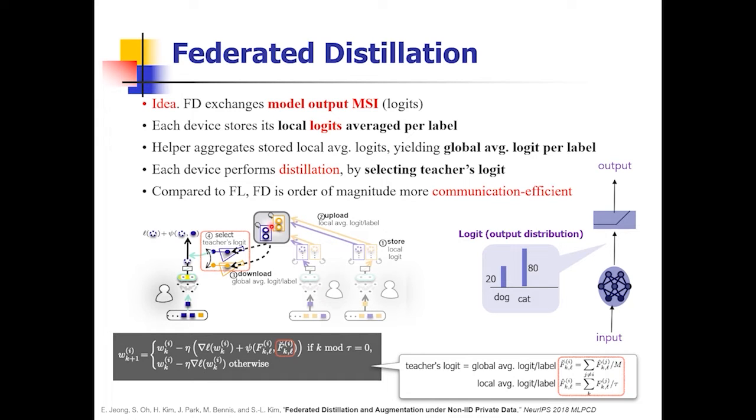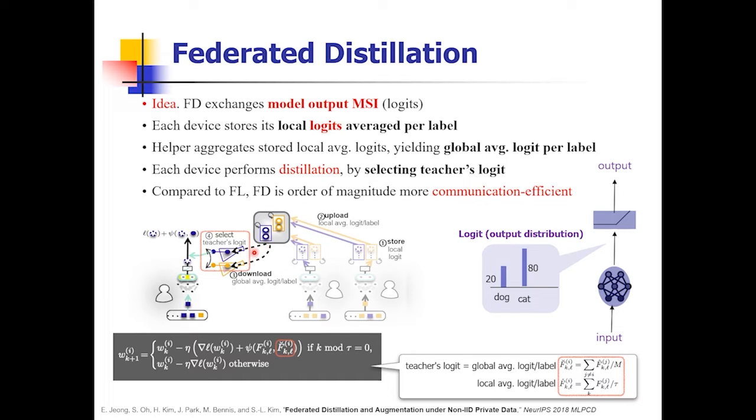And then what the server will do essentially is just average these logits, and then try to distill them to every device. So every device locally, to perform distillation, will need to compare the prediction that it has locally, based on the data that it has, and what the teacher here is trying to distill.